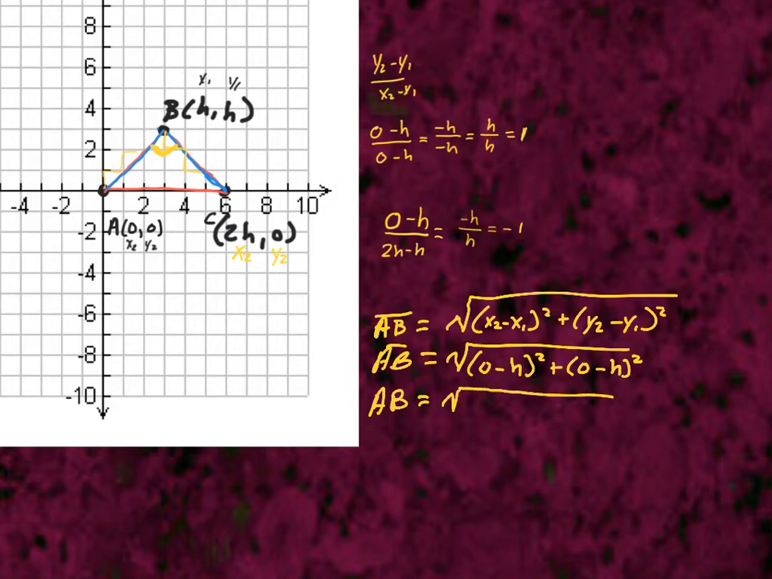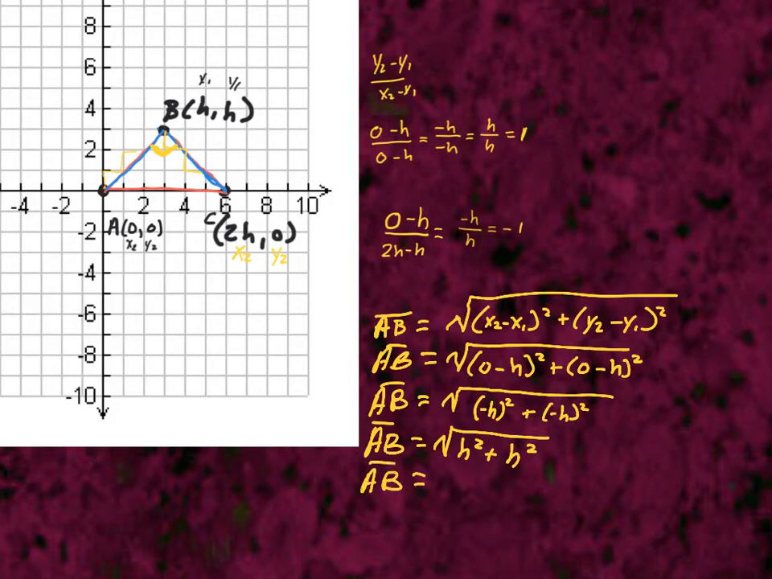So we've got 0 minus h, and we're actually going to square it. 0 minus h would give me negative h, and then we're going to square it. And over here we've got negative h, and we're going to square it. So what we end up with is h squared plus h squared. AB is equal to the square root of 2h squared.